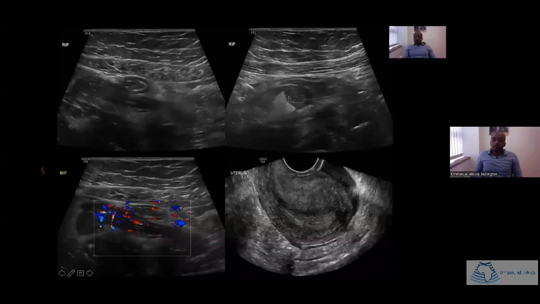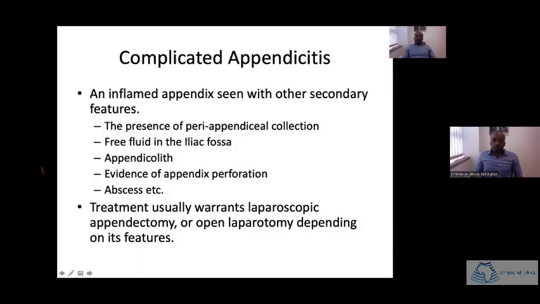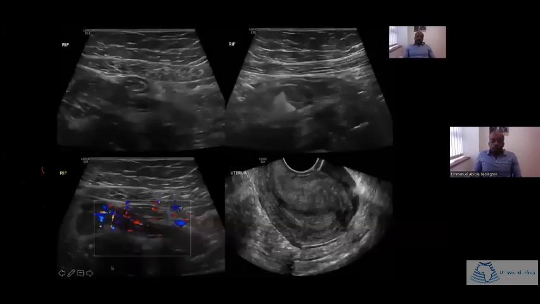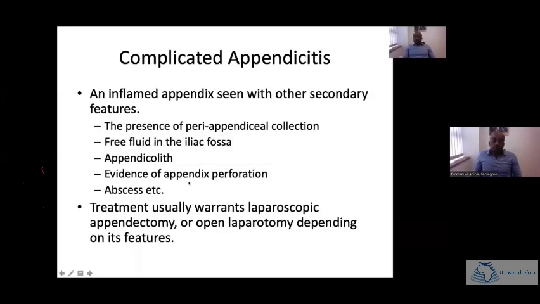On transverse view, you can see the appendix there, and you can see edema around it. There is edema in the transverse appendix there. And over here, you can see the vascularity of the inflamed appendix. You can also see there was some free fluid in the pouch of Douglas, posterior to the uterus. So the patient had appendicitis. So that's about it for uncomplicated appendicitis.